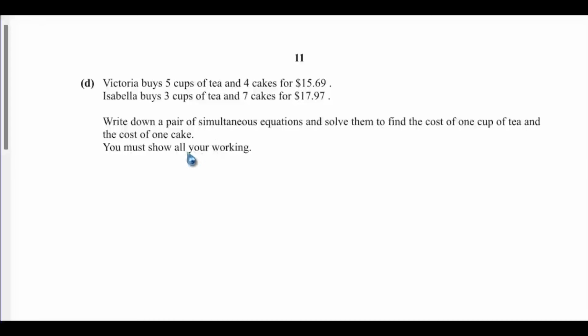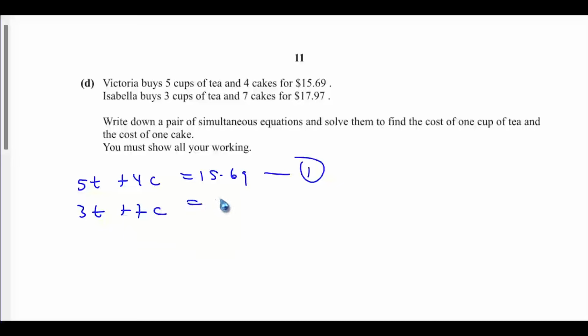Okay, so let the tea be T and then cake be C. So that means we're going to have 5T for the first one plus 4C to be equals to 15.69. You can call this equation 1. And for the second one, 3T plus 7C will be equals to 17.97. You can call this equation 2.